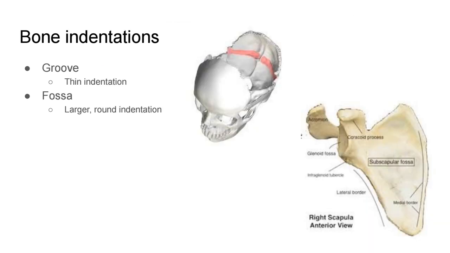Our last bits of vocabulary for this are just indentations. These are indentations. They are not full-blown openings in the bone. They are just indentations, or I don't know what another word for indentation would be in the bone. Our first one is a groove. A groove is a thinner indentation. You can see it right here.